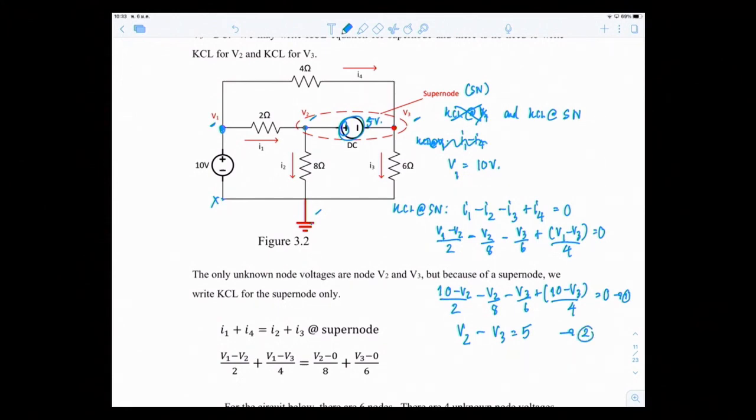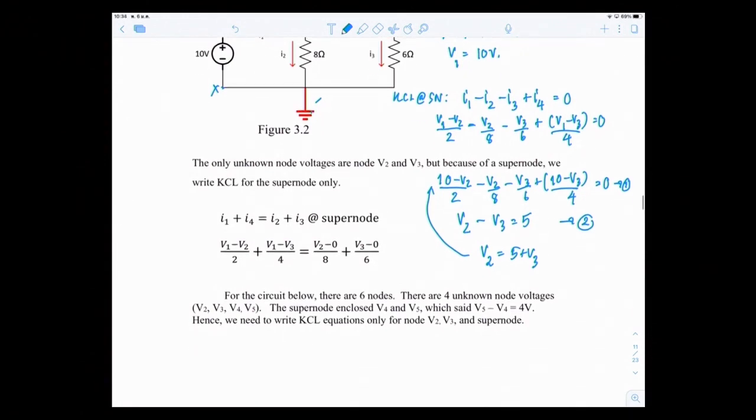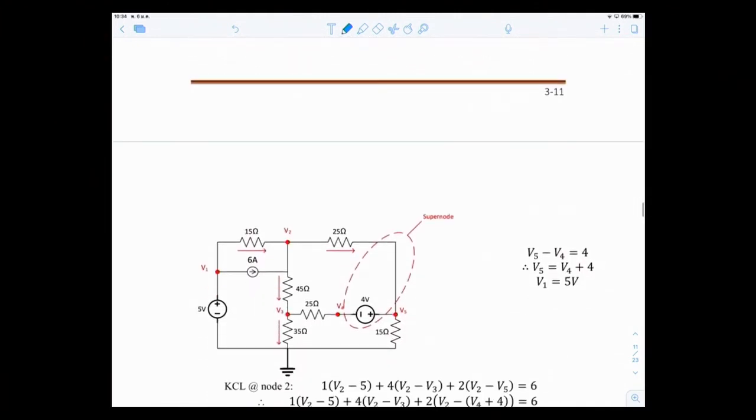This is the first, and this is the second equation for me to solve. Do you see what I'm saying? So you can say V2 equals 5 plus V3 and substitute it back into equation number 1, so everything is in terms of V3 and you can find V3. This is how the supernode helps you reduce the time in solving the problems.